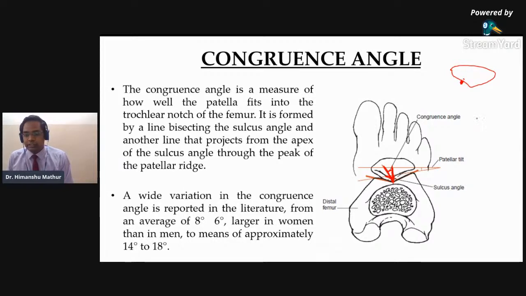I'll tell this to you once again. Suppose this is my femoral groove and this is somewhere my patella. This is my patellar ridge, and this was the point that I saw during the sulcus angle. I connected this point with this point first, and then I made an angle bisector for the sulcus angle. Now the angle these two intersecting lines make, this small angle, is known as the congruence angle.